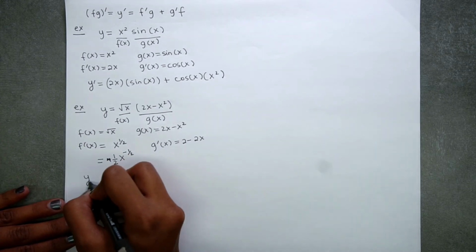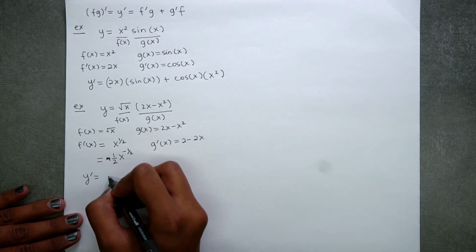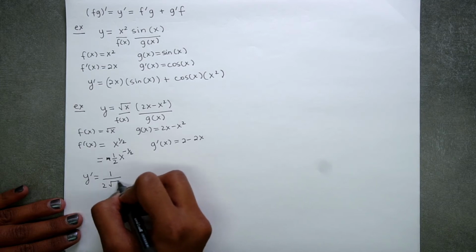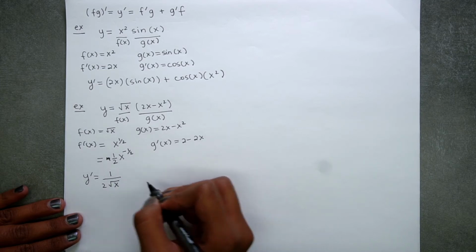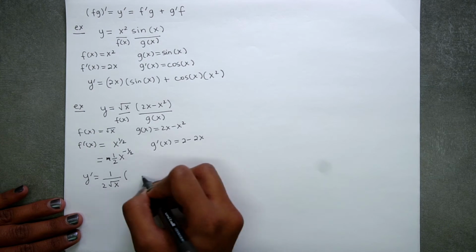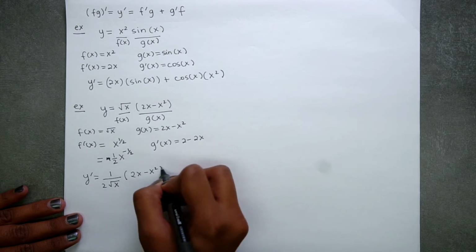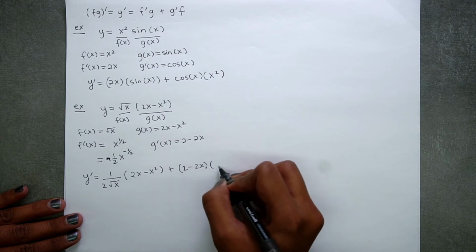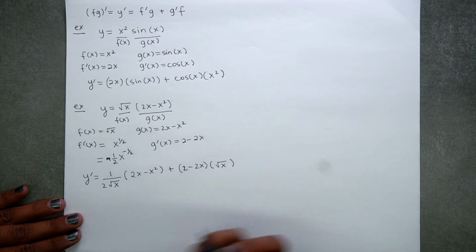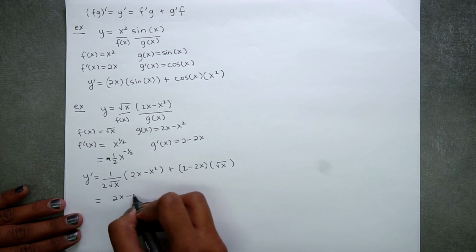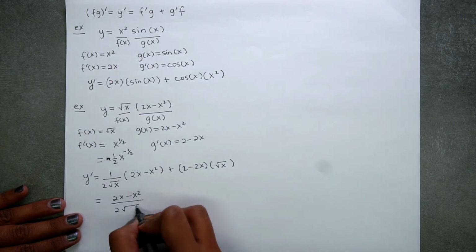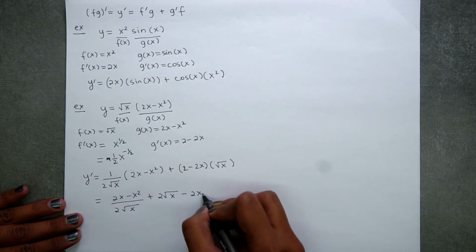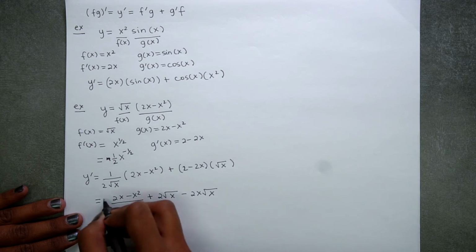Putting it together, we get f prime, which is 1 over 2 square root of x, times g plus g prime times f. We can simplify this and we get, and that would be our solution.